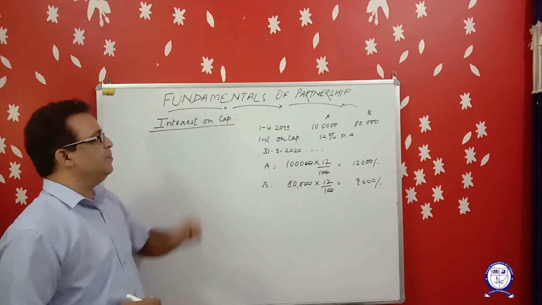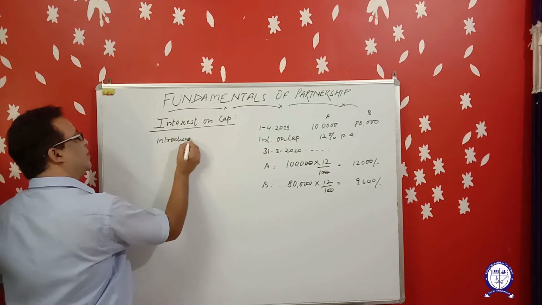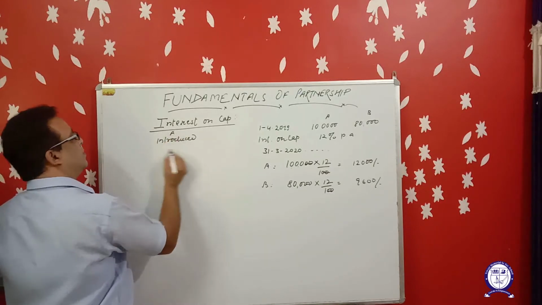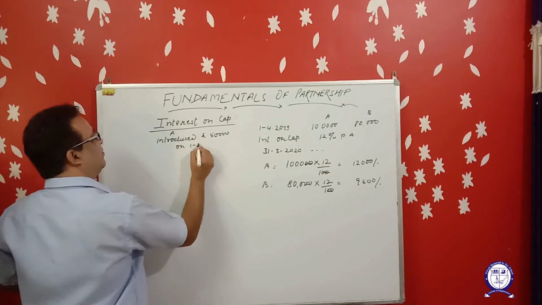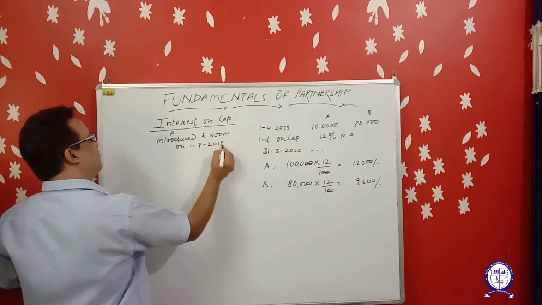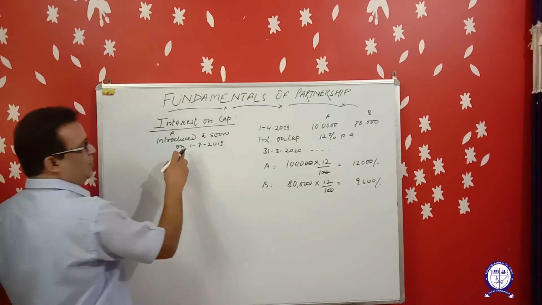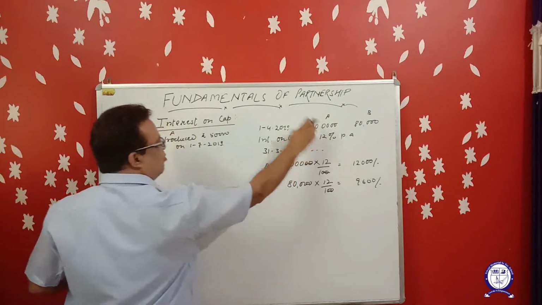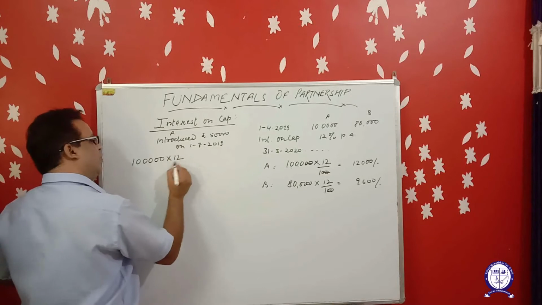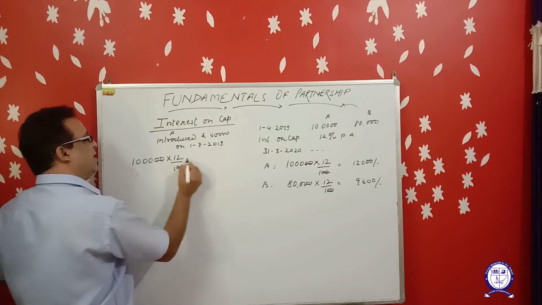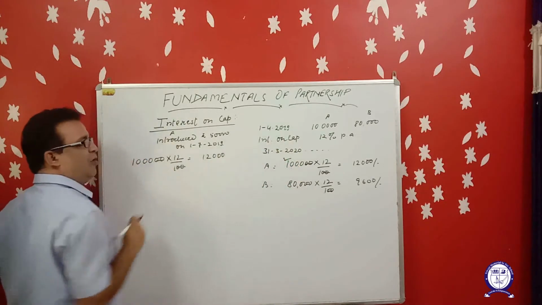Suppose in this question A has introduced rupees 50,000 on 1st July 2019. What will be the effect on this question now? First of all, the interest will be calculated on 1 lakh for the full year. 1 lakh into 12 by 100, 12,000. Same as we have done it already.